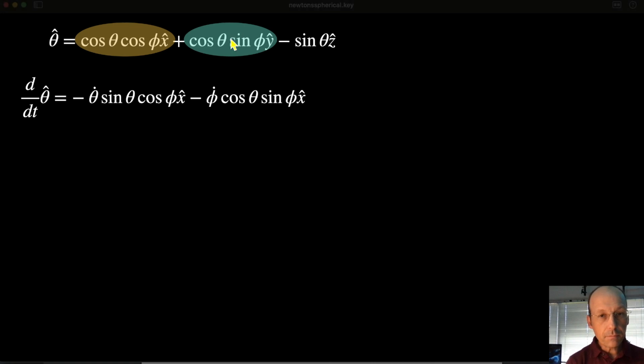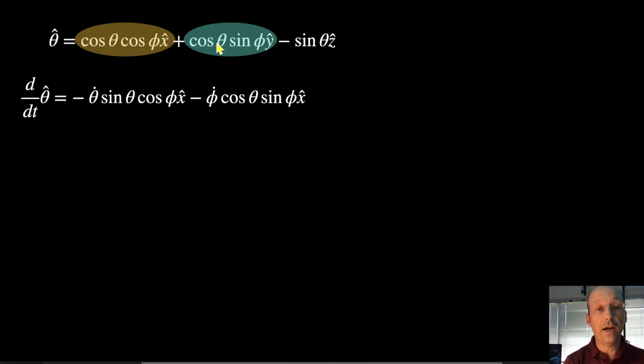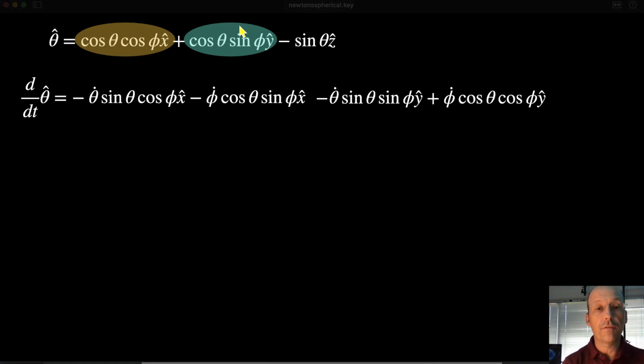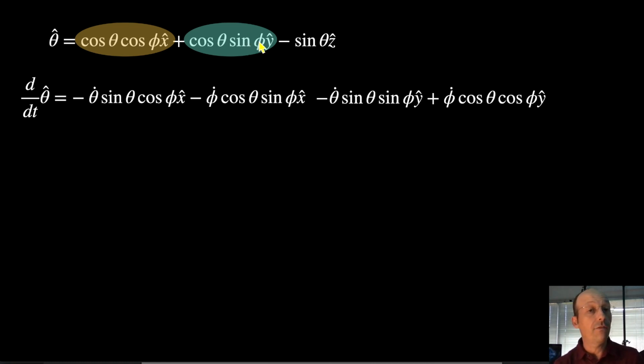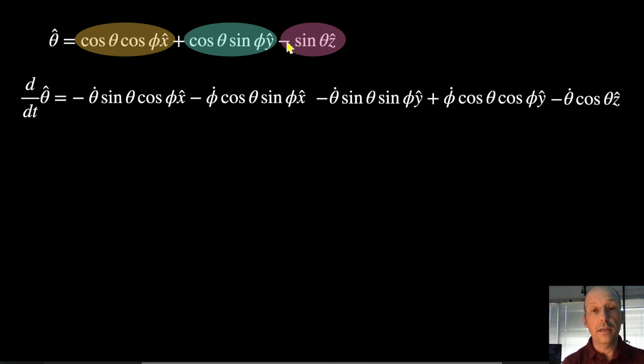Okay. Now for this term, I have cosine phi, and the derivative of sine theta is going to be cosine theta, theta dot. And then I have to take the derivative of the second term, which is going to be phi dot times cosine phi. So I get these two terms right here, both multiplied by y hat. And then finally, my z term, that one's not too hard. It's just one term. So I get negative cosine theta, but then I have a theta dot too.